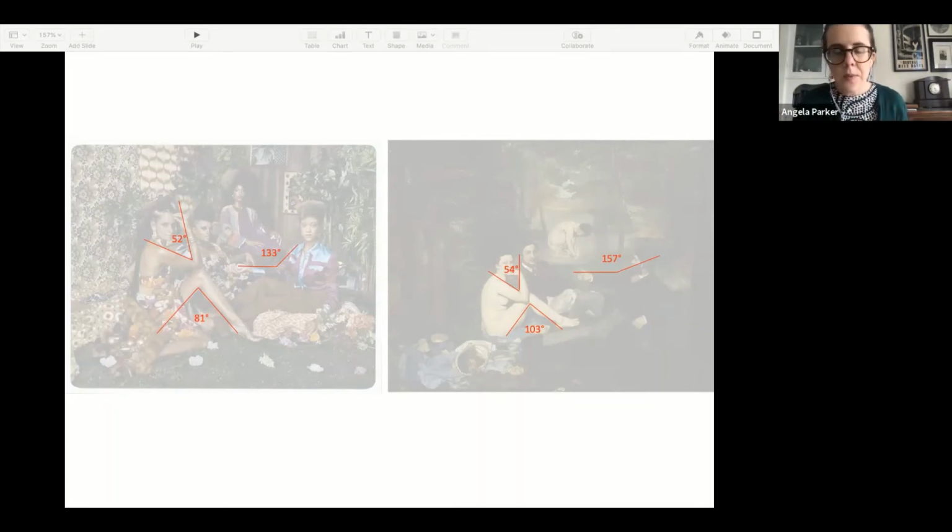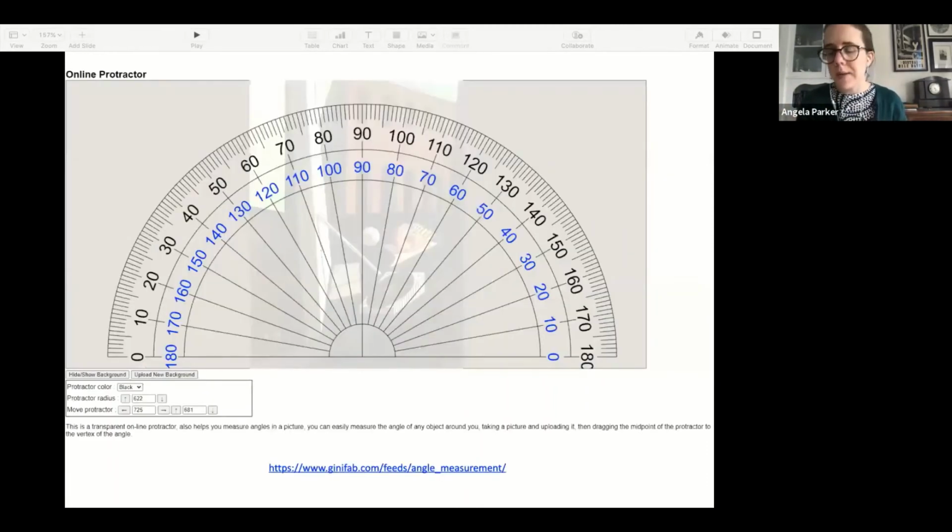And so in closing, I just want to offer, as I said, and I'll put this link in the chat, a thought about how to do this in the virtual realm. There are a lot of online protractors available. This is the one I used to build this particular presentation. You can easily upload images. You see the Dakiriko again. Move the protractor around and measure away to your heart's desire.